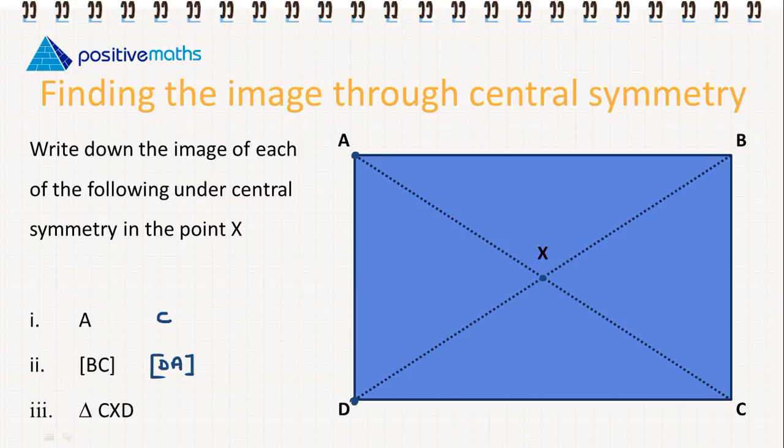Now let's look at this triangle CXD. Like we saw before when we had the letters, we want to identify the important points. That's the point D, the point X, and the point C. We want to see where these go when translated through the point X. X is going to stay where it is, C is going to go up to A, and D is going to go over to B. So that will then give us the triangle AXB.